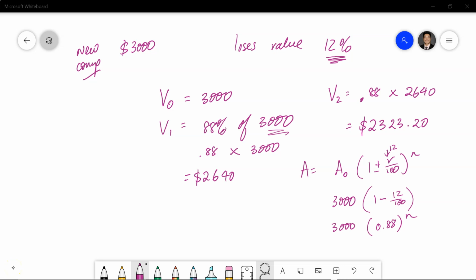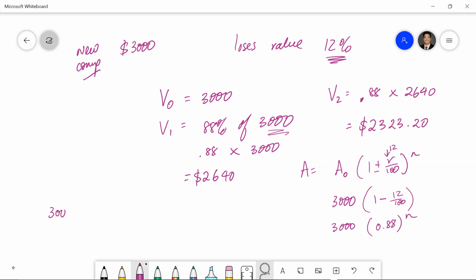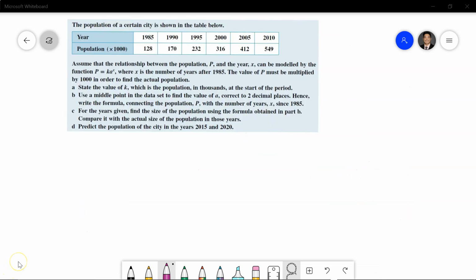So if we wanted, say, the value after 10 years, we simply have 3,000 times 0.88, because it's depreciation, to the power of 10. Put that into your calculator. The value is going to be $835.50 after that.